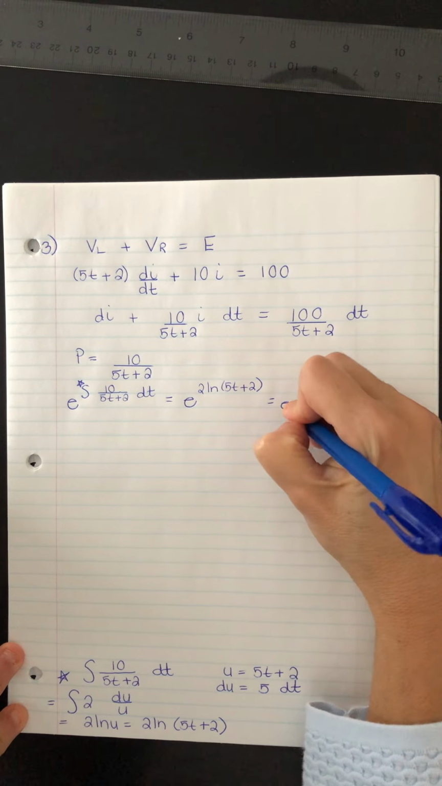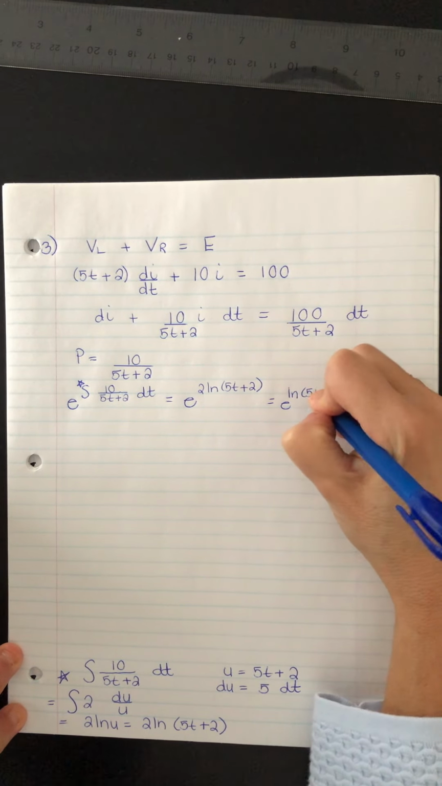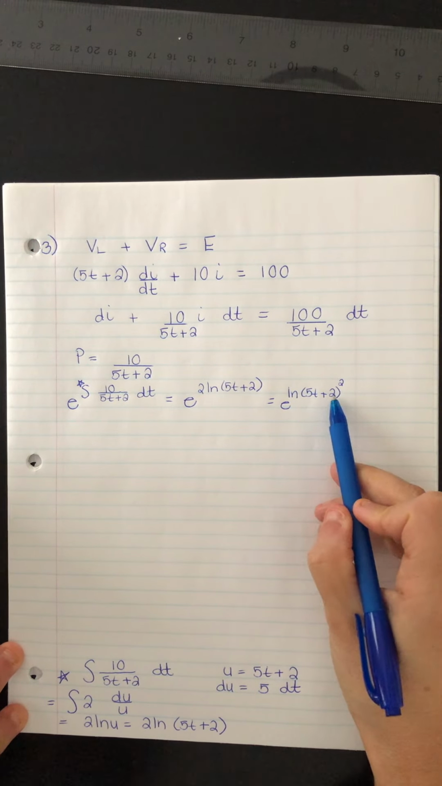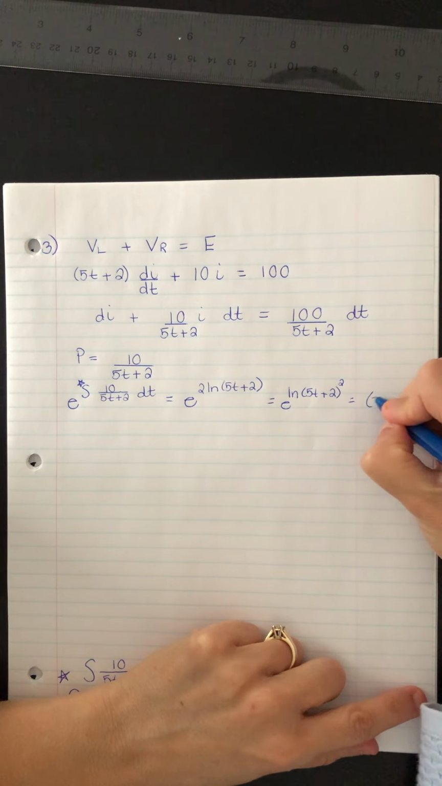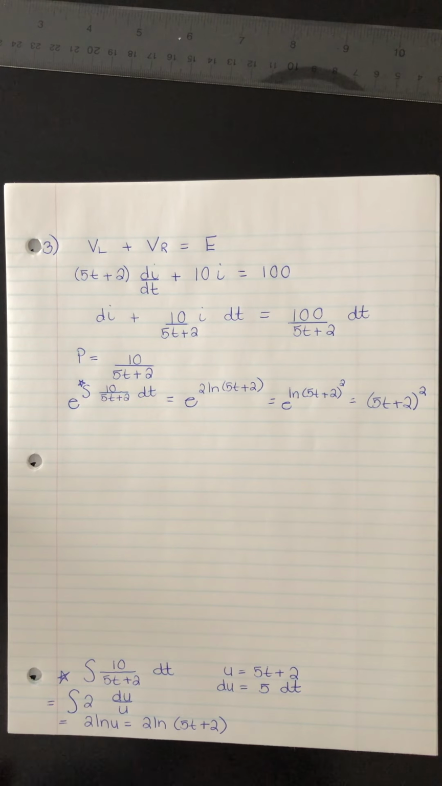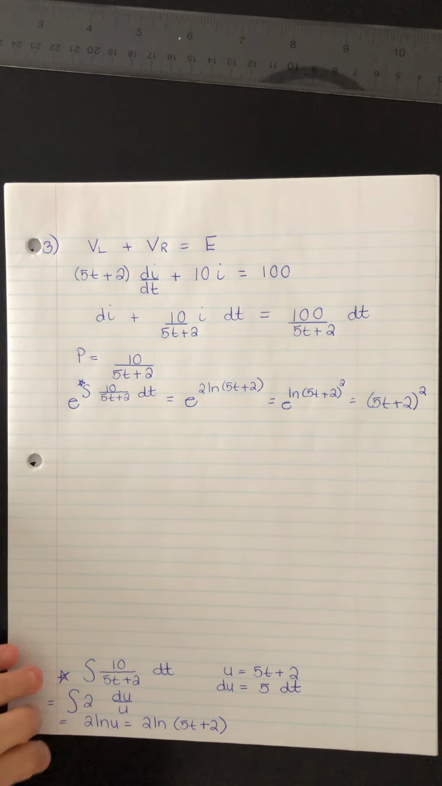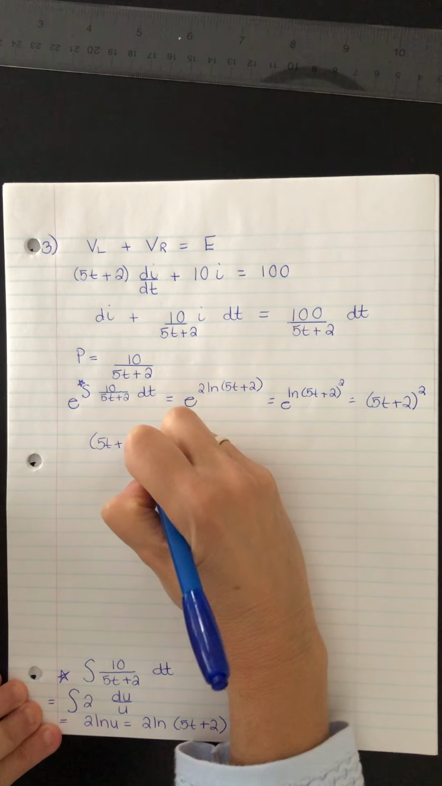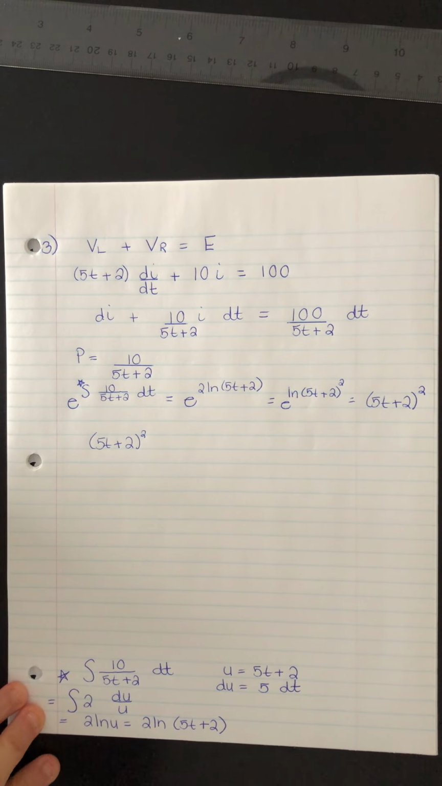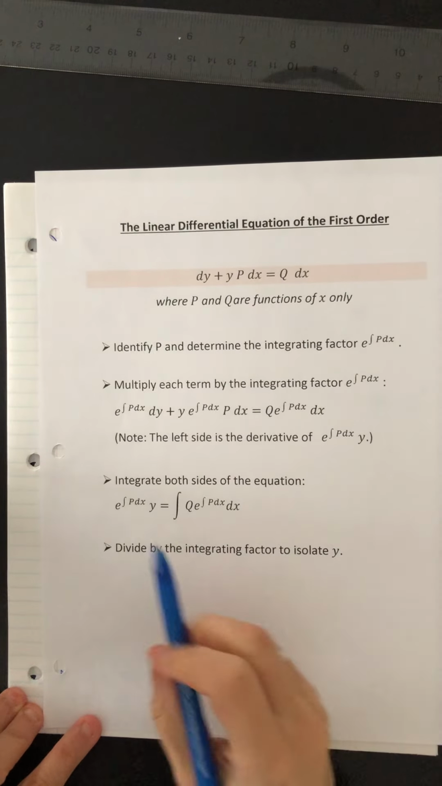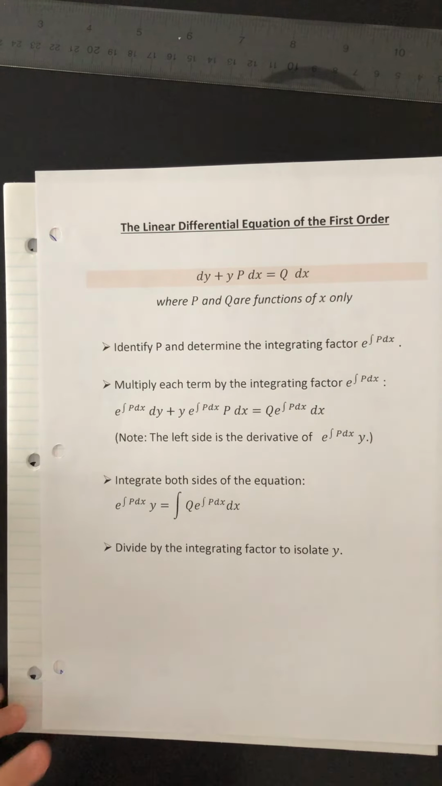Now, you know that right away we take that coefficient of 2 and make it the exponent on 5t plus 2, so that our integrating factor is 5t plus 2 all squared, just like that. All right, so now we're at the point at which we write on the left side the integrating factor multiplied by the dependent variable I. Okay, so that corresponds to right here, integrating factor, dependent variable.